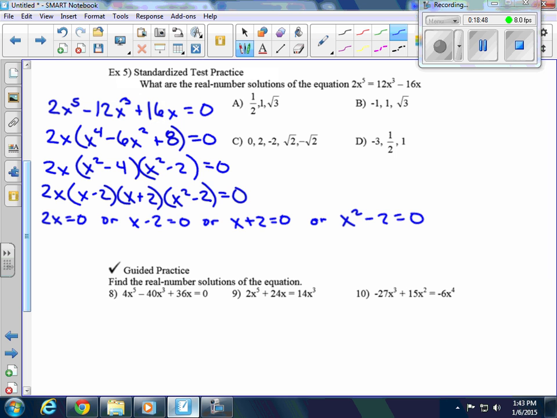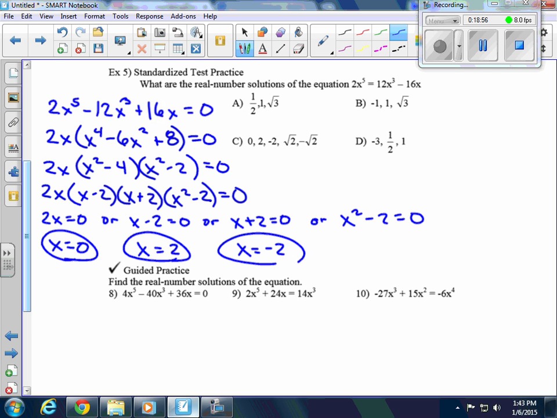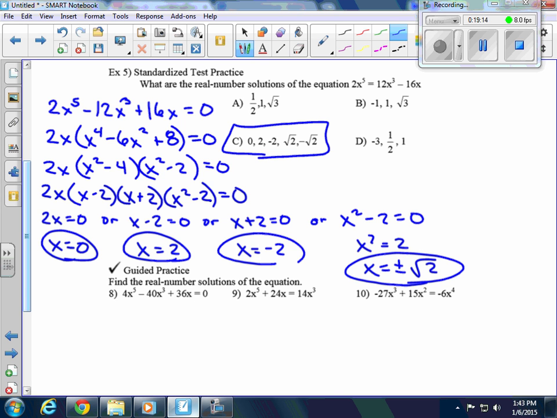Solve them for x. Well, this one, x equals 0. This one, x equals 2. This one, x equals negative 2. This one, we'd have x squared equals 2, which means we're going to go x equals, take the square root of both sides, plus or minus the square root of 2. So there is your solution. So if we look at the problem, C is the answer. We have all 5 of those solutions right there.